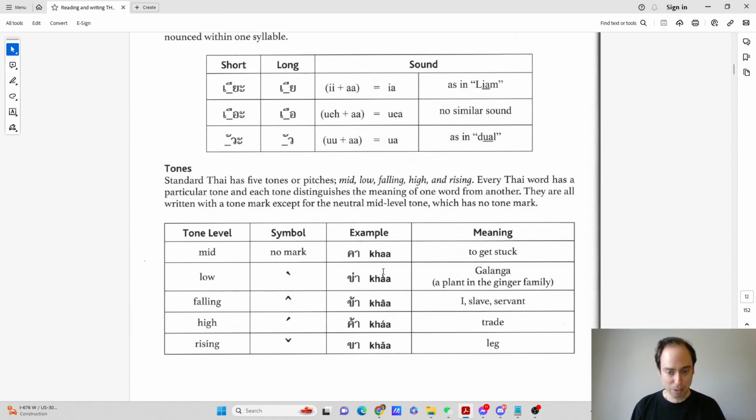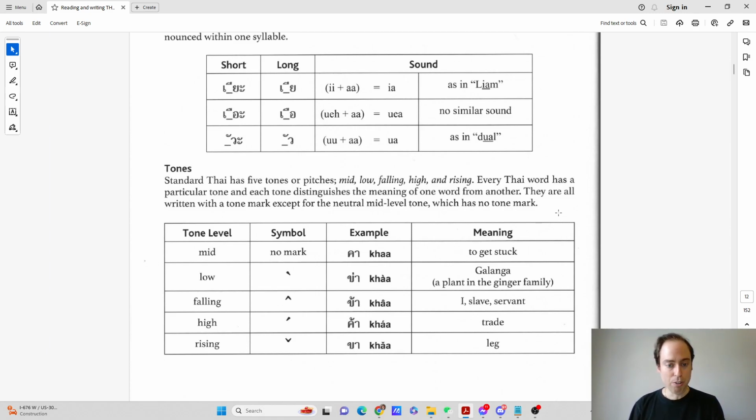The other interesting thing you'll notice is that even though the sound is the same, it looks like they use 2 different letters to represent the same KH sounds. So we'll get into that a little bit more later.